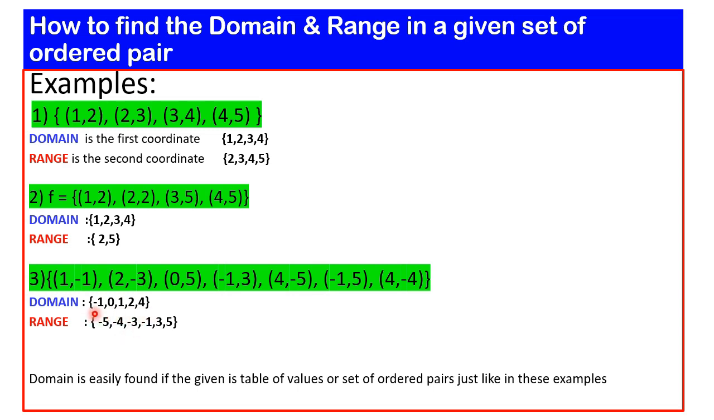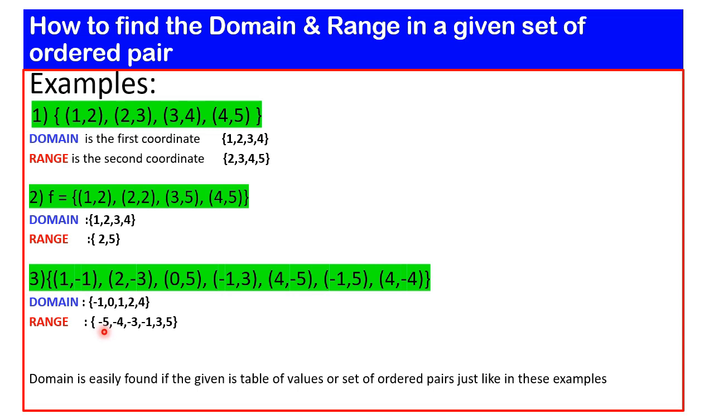Whenever possible, we write it in ascending order. Correspondingly, our range will be from negative 5, then negative 4, then negative 3, we have negative 1, then we have positive 3 and 5.